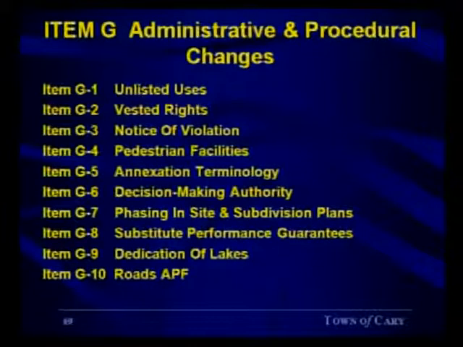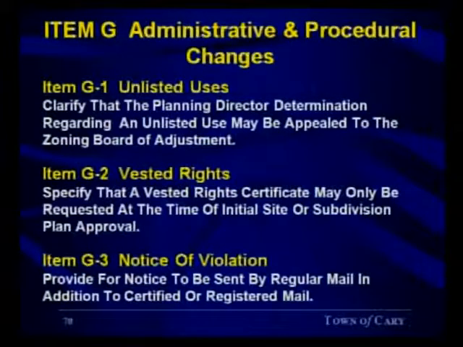And lastly, item G includes 10 sub-items that are largely administrative or procedural in nature. Item G1 clarifies that a decision of the planning director regarding an unlisted use can be appealed to the Board of Adjustment. G2 specifies that a vested right certificate would be requested only at the time of the initial site or subdivision plan. The applicant could not come back at a later date to request that vested right. And G3 provides an option to send a notice of violation by regular mail in addition to registered or certified mail as currently required.